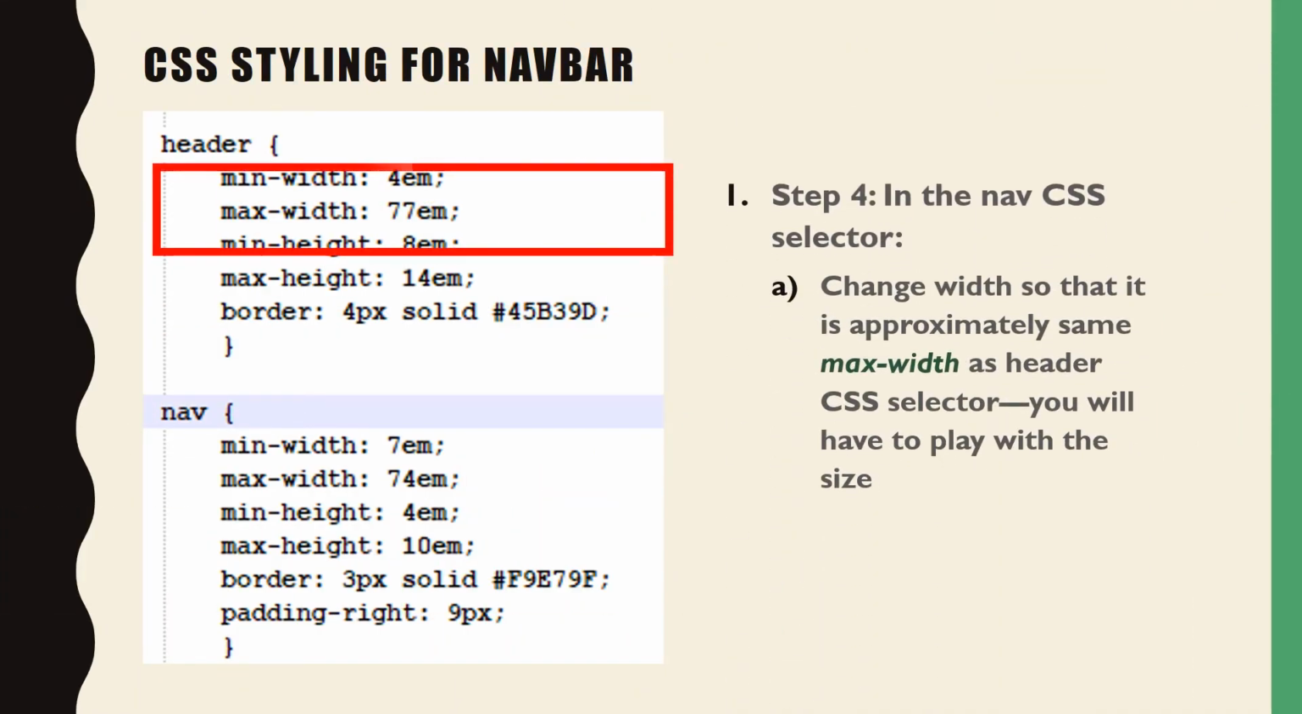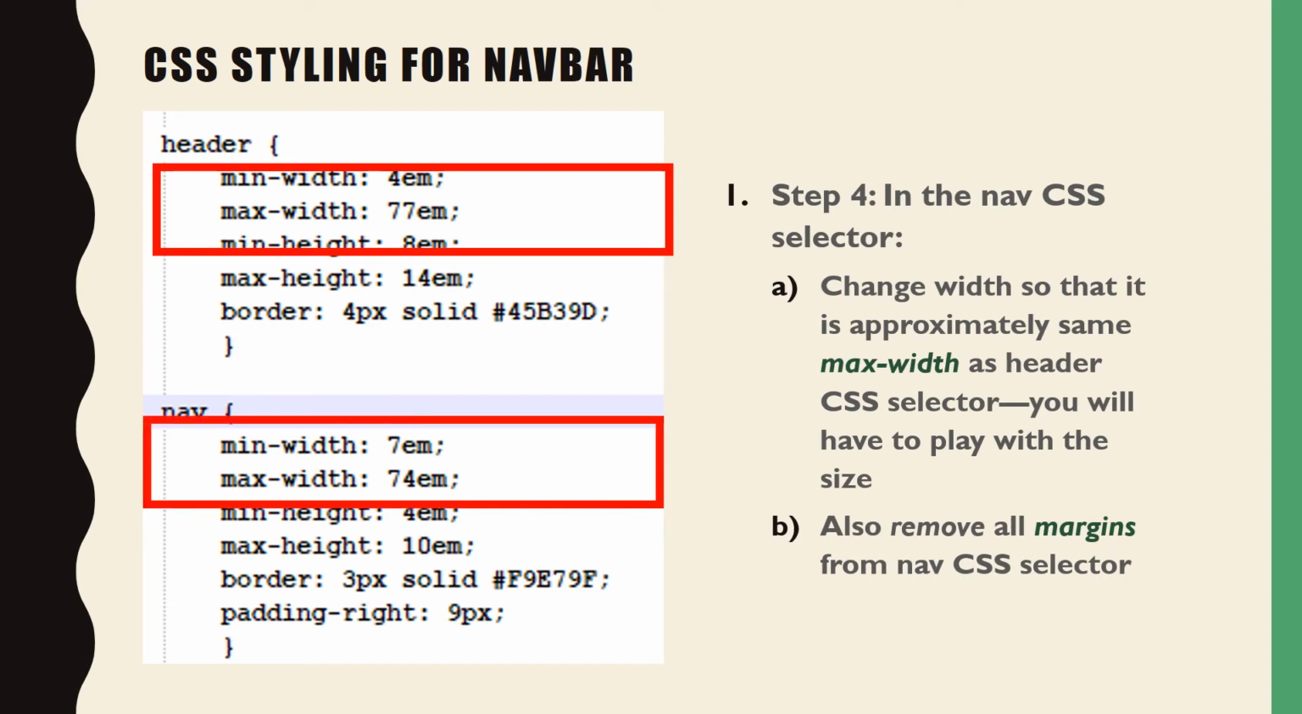Step 4. Then what we're going to do is we want to make this nav bar the same maximum width and min width as our header. So you're going to have to kind of play with this, but you're going to adjust the min width and the max width so it's similar to the nav. You just want to make sure they are the same size. You also want to remove any margins from your nav CSS selector. Once you get it set up, we want the margins gone.